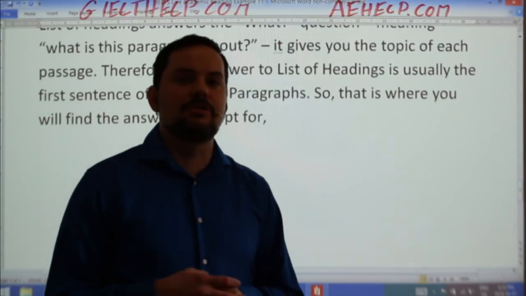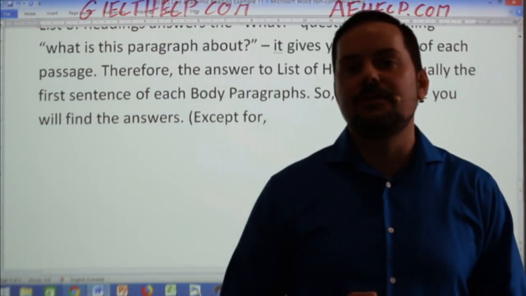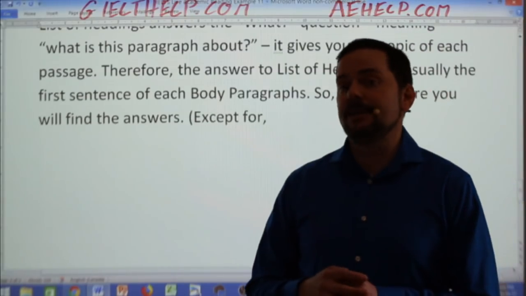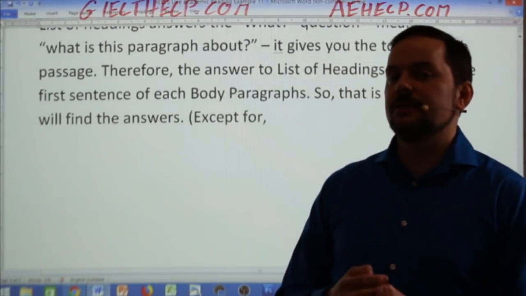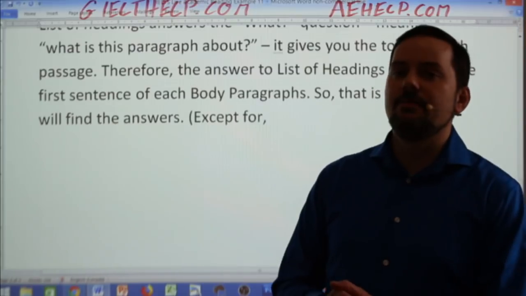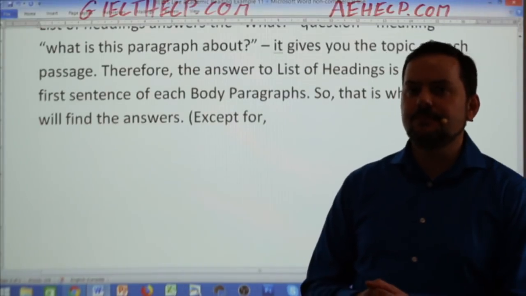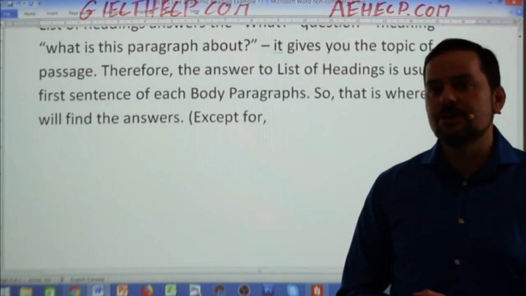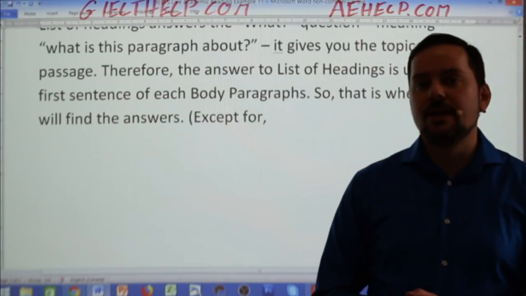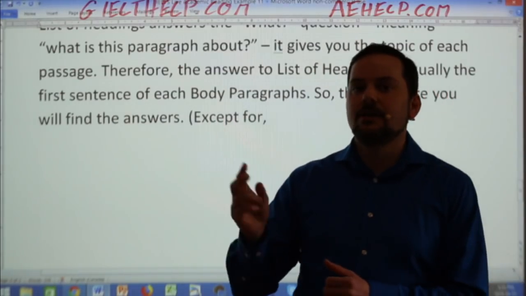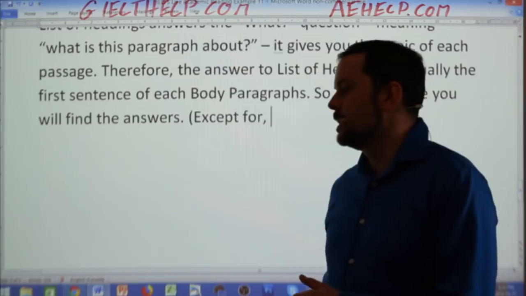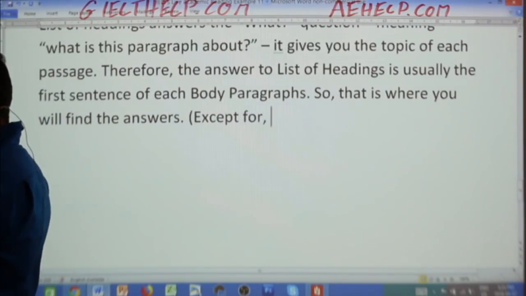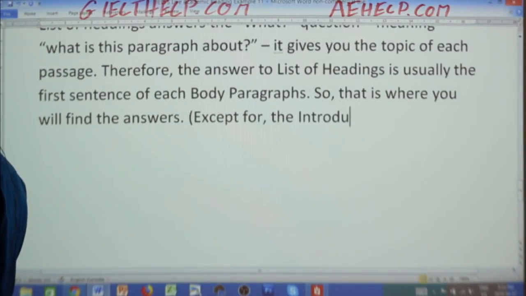Which paragraphs do you think are unique? Which paragraphs do you think the answer will not be in the first sentence, not be in the topic sentence of the body paragraph? That's right, Kun. The introduction and the conclusion, okay? Those are the two unique paragraphs, all right? So except for the introduction and conclusion paragraphs.